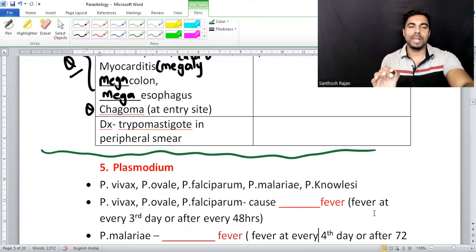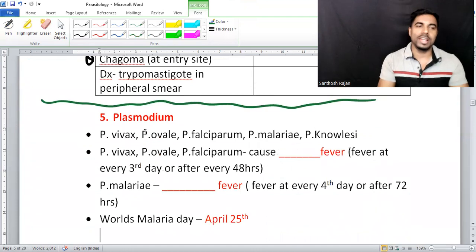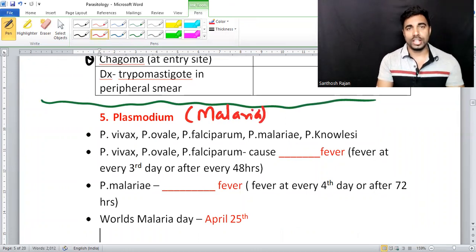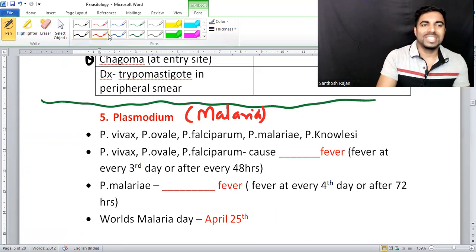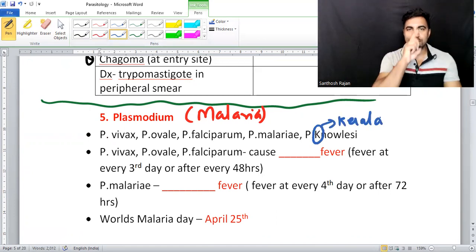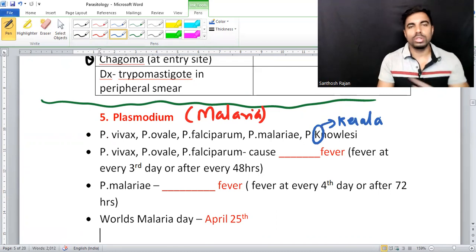Okay. Next is plasmodium. When you say plasmodium, it means malaria. There is no doubt, right? Because malaria is caused by plasmodium. There are at least 5 species: vivax, ovale, falciparum, malariae, and knowlesi. Knowlesi is a new one, not very common, but they might ask that knowlesi is common in Kerala. It started in Kerala only, a few cases, but not that widespread.